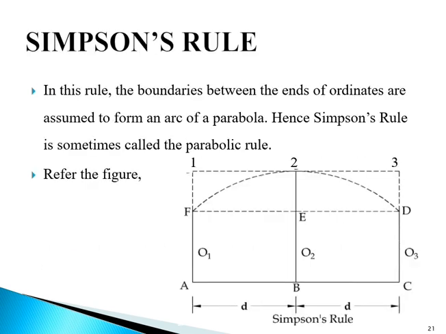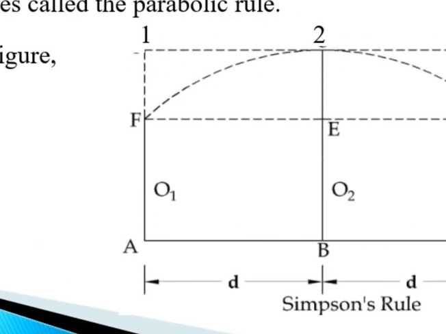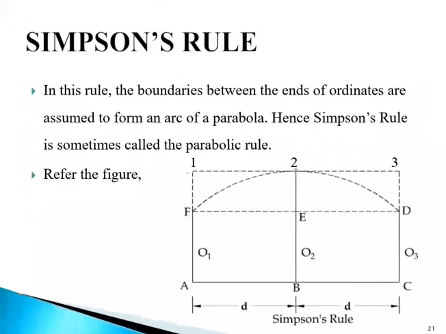Next is Simpson's rule. In this rule, the boundaries between the ends of ordinates are assumed to form an arc of a parabola. Hence, Simpson's rule is sometimes called the parabolic rule. So refer the figure. Let O1, O2, O3 be 3 consecutive ordinates, and small d is the common distance.